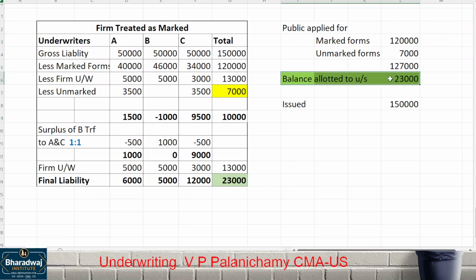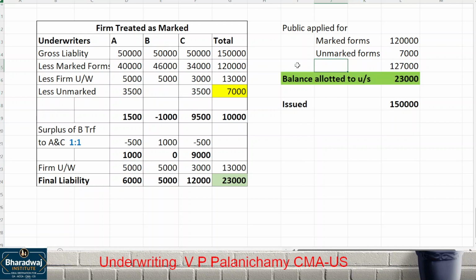This includes firm underwriting also. This 23,000 includes what? Firm underwriting also. Just a verification for us. Marked and unmarked forms come from public. We've issued 1,50,000. The balance is allotted to whom? Underwriters.